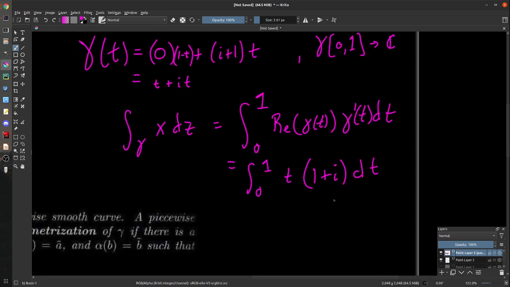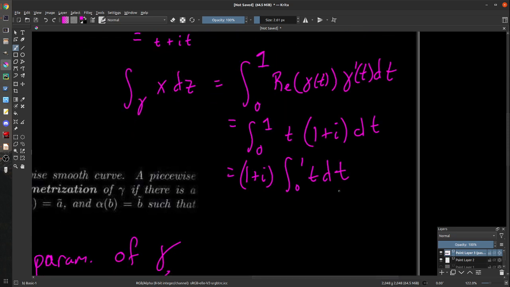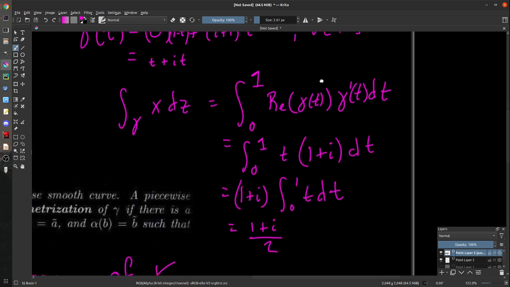Okay, and so we can pull out that 1 plus i, right? And what do you know? We're just going to do some classic little bit of integrating right there. We'll get (1 plus i) over 2. Bada boom. All right, so nothing too terrible.